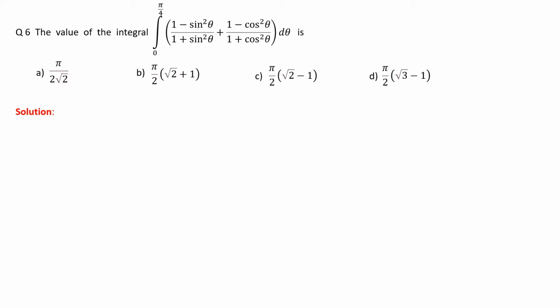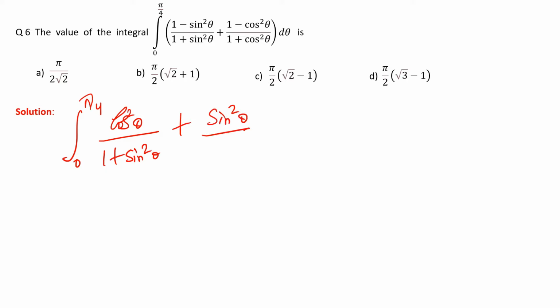Now you must be familiar with the identity sine square theta plus cos square theta equal to 1. So by using it, we can rewrite the given integral as the integral from 0 to pi by 4 of cos square theta upon 1 plus sine square theta plus sine square theta upon 1 plus cos square theta d theta.